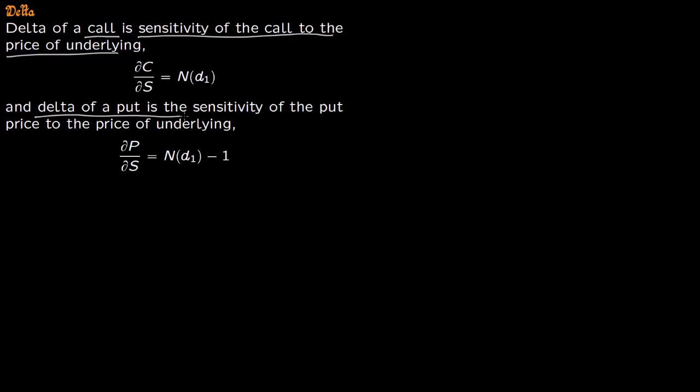And the delta of the put is the sensitivity of the put price to the price of the underlying. So partial of put with respect to spot price is N(d1) minus 1.